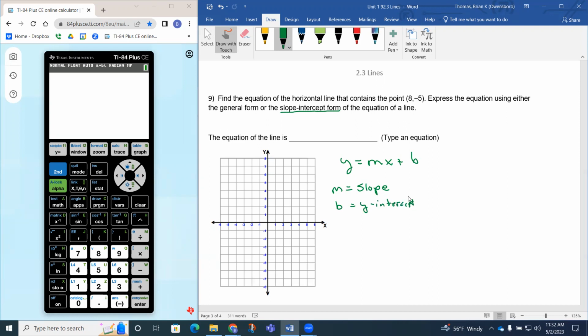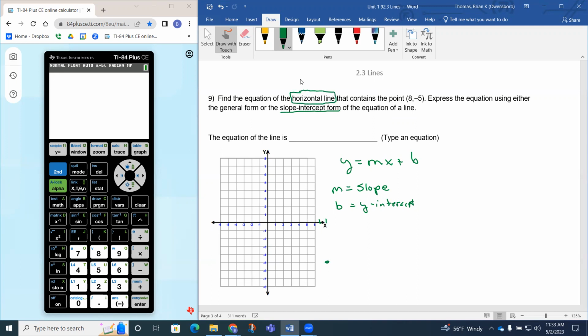So in our problem here, we have a horizontal line that passes through the point 8, -5. So 8 is actually, there's 6, there's 7, there's 8. 8's out here. -5 would be about here. Now, since it says it's a horizontal line, that's a nice little hint.